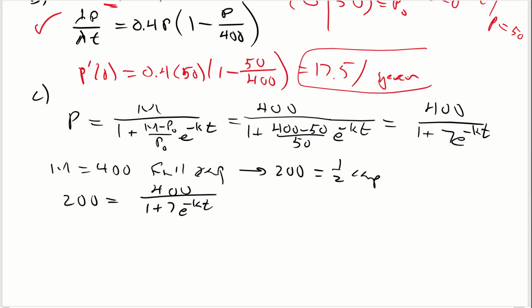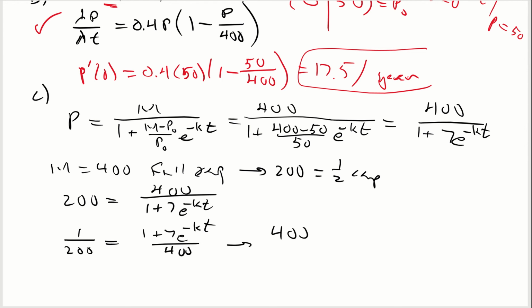Well, the way I do it is, let's see, how would I do that? I flip it. You can do one of two things. You can flip them over. 1 over 200 is equal to 1 plus 7 e to the minus kt over 400. That leads to 400 over 200, or 2, is equal to 1 plus 7 e to the minus kt.